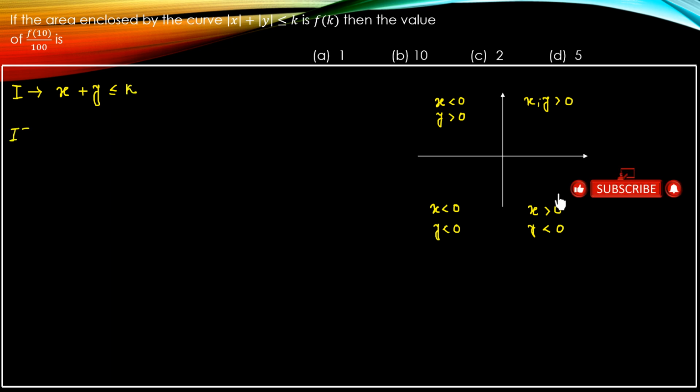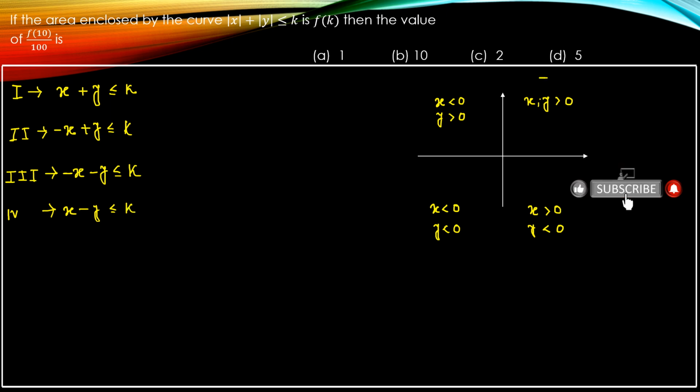Similarly, in the second quadrant, x is negative because x is less than 0, so -x + y, because y is greater than 0, is ≤ k. In the third quadrant, x and y both are less than 0, so -x - y ≤ k. And the last is the fourth quadrant, where x is greater than 0, so it will be x - y ≤ k.